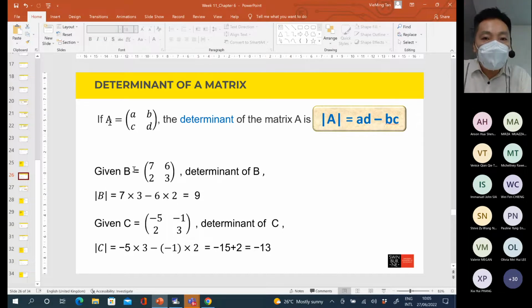The answer is we have to use A, this element, multiply with D, minus B multiply C. So for instance, let's say B is equal to 7, 6, 2, 3. If you want to get the determinant of B, then the answer is 7 multiply 3 minus 6 multiply 2, so we get 9. Similarly for C, if matrix C is equal to this, the determinant of C is equal to negative 5 multiply 3 minus negative 1 multiply with positive 2, so again negative 13.